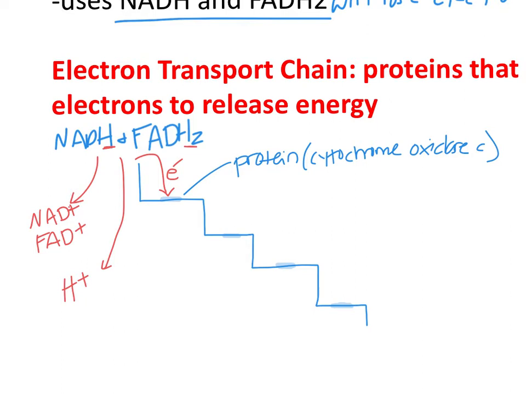So my electron carriers, NADH and FADH2, are my shuttle buses that drop an electron off at the first protein. This then continues like a game of hot potato, where the electron is passed from protein to protein, going down the electron transport chain. The reason that it's depicted as a staircase is because as the electron gets passed from molecule to molecule, a small amount of energy is released every time.